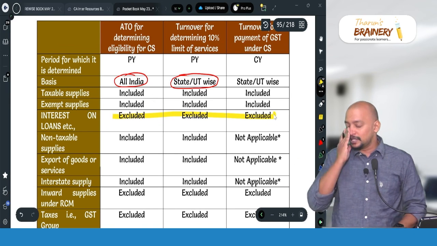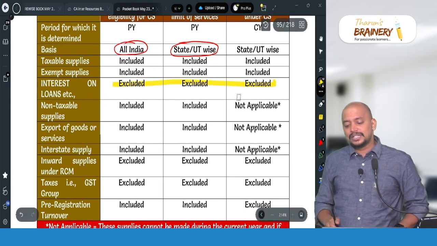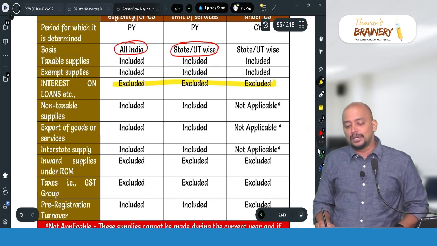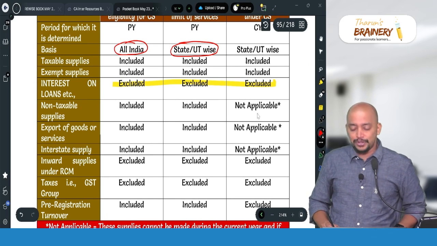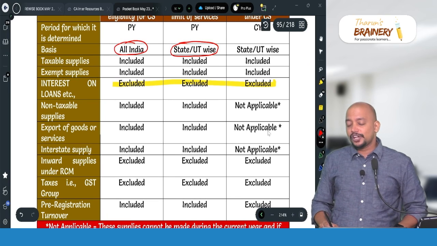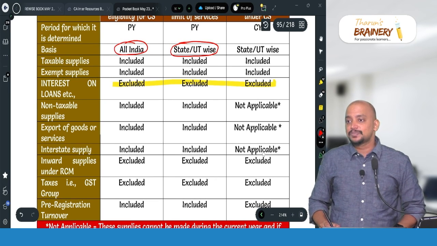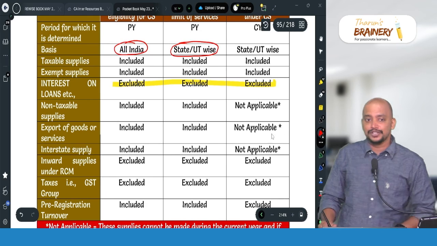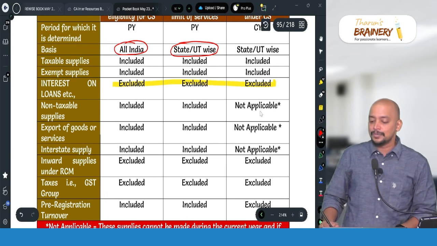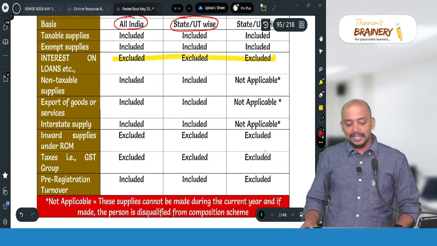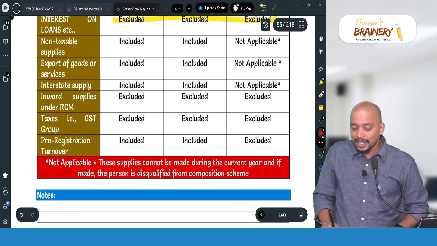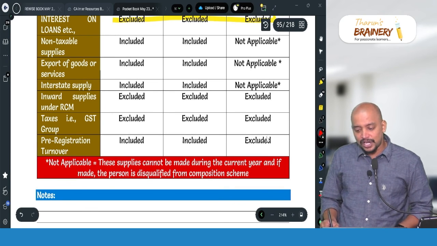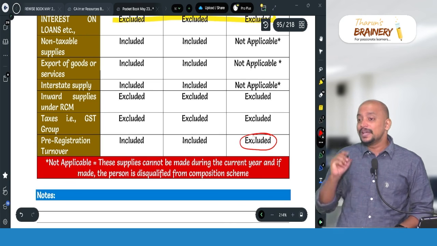It will be excluded. And why is non-taxable supplies given as not applicable? Because if you are having non-taxable supplies, how will you be in composition scheme? Same way export of goods or service or interstate supplies, because interstate supply of goods or service also are ineligible for composition scheme. So these 3 things should not be there. And inward supply under RCM excluded, taxes also excluded, pre-registration turnover, this is an extra point to be excluded.